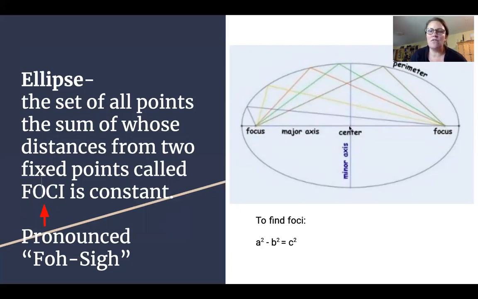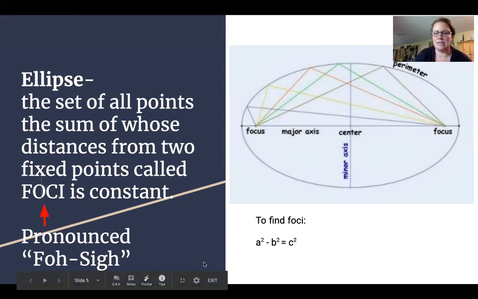The distance from the center to the vertex is A, and the distance from the center to the co-vertex is B. If the distance from the center to the focus is C, then C is shorter than A. So in order to find the C value, you're going to use this formula: A squared minus B squared equals C squared, because C is going to be smaller than A. So you would need to subtract the B squared to find the C squared.